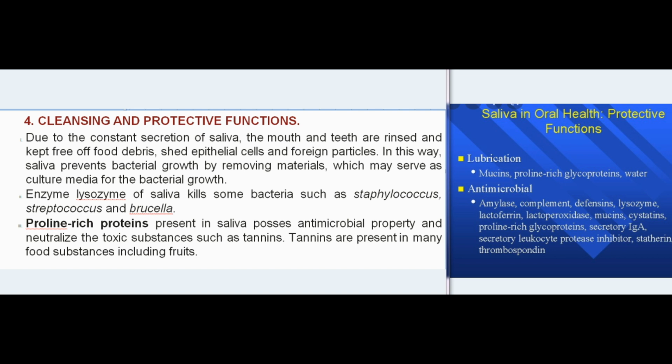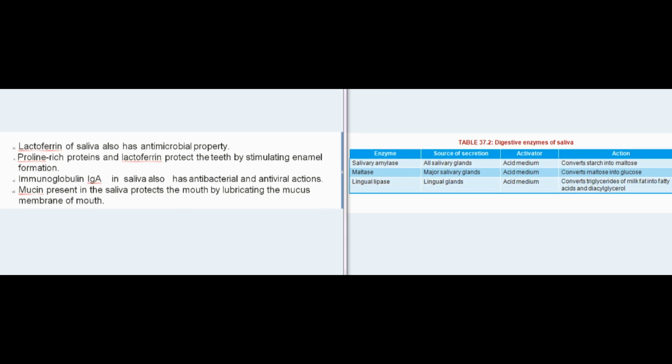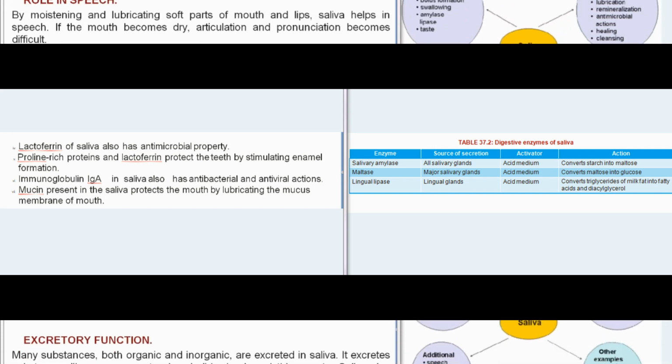Proline-rich proteins present in saliva possess antimicrobial property and neutralize the toxic substances such as tannins. Tannins are present in many food substances including fruits. Lactoferrin of saliva also has antimicrobial property. Proline-rich proteins and lactoferrin protect the teeth by stimulating enamel formation. Immunoglobulin IgA in saliva also has antibacterial and antiviral actions. Mucin present in the saliva protects the mouth by lubricating the mucous membrane of the mouth.